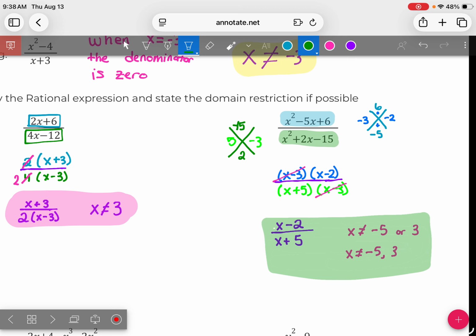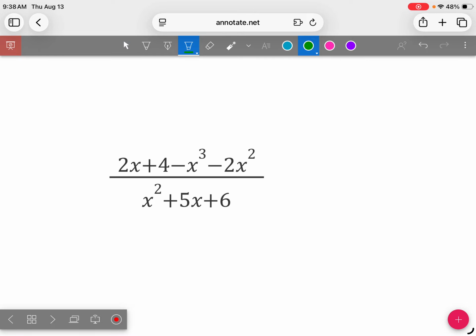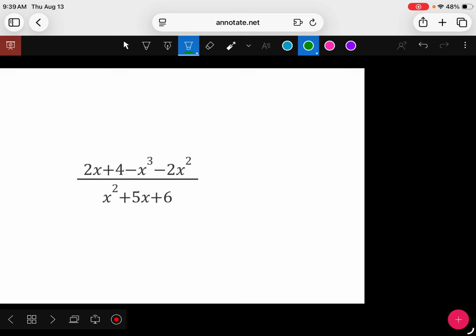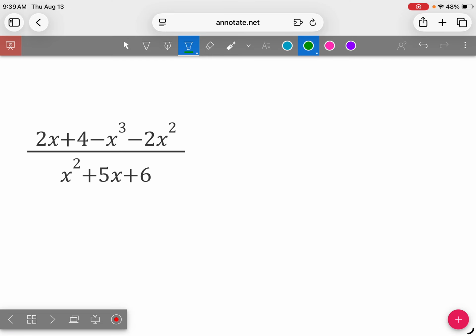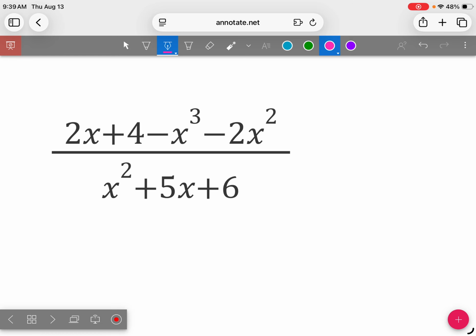All right, let's do another one. Let's come down here, because that one looks weird. Everything feels backwards. What could we do on this one? And don't say cry. What's our instinct on this?